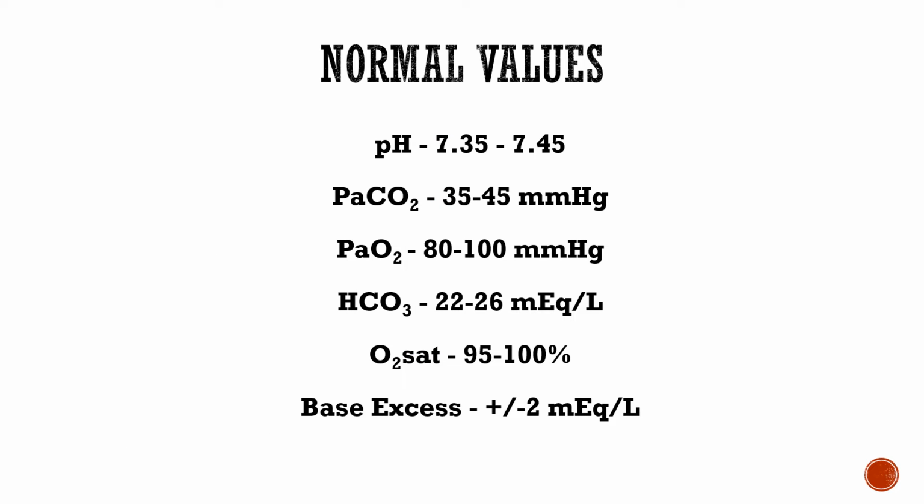These are the normal values. The pH is 7.35 to 7.45. PCO2 is from 35 to 45 millimeters of mercury. PO2 from 80 to 100 millimeters of mercury. Bicarbonate 22 to 26 milliequivalents per liter, and oxygen saturation from 95 to 100%.